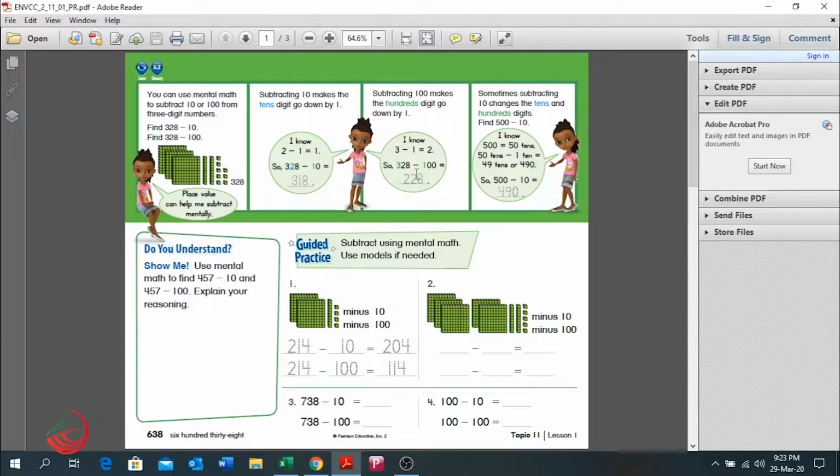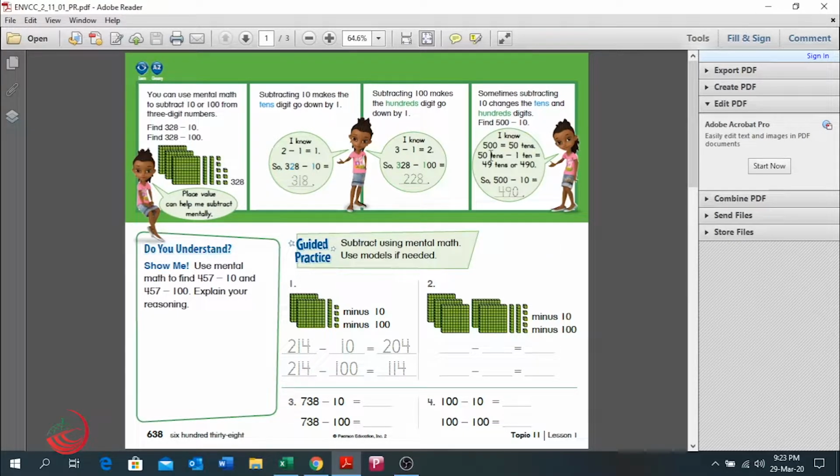Like that. If you have 328 minus 100, we have to subtract the hundreds digit, which is the 3. So 3 minus 1 equals 2. So 228.